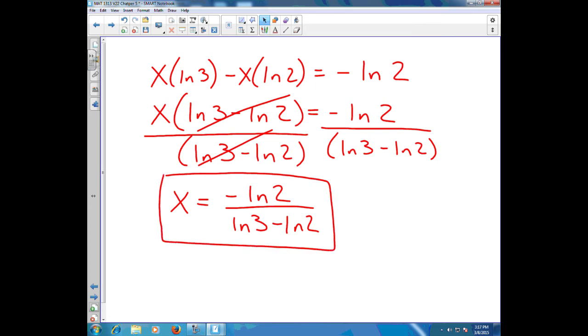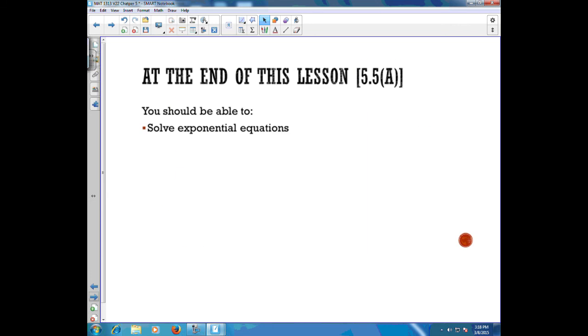These problems are a bit more complex. In some cases on your homework, they will ask for exact answers in terms of natural logs. And so this is how you would write an exact answer. If you wanted a decimal answer, you would just plug that into your calculator and calculate the decimal. And so at the end of this lesson, you should be able to solve exponential equations.